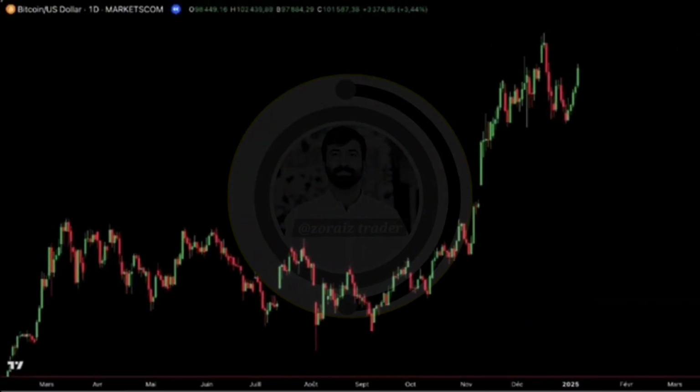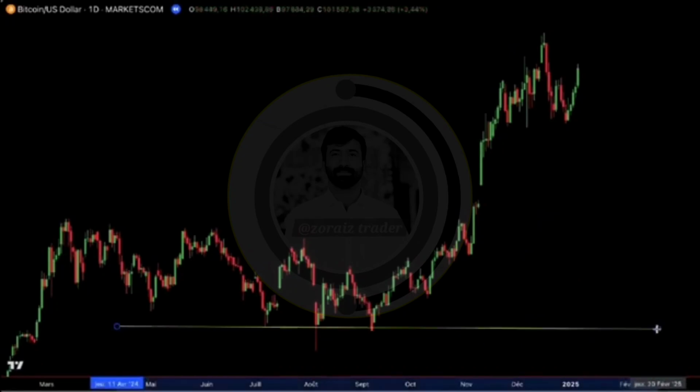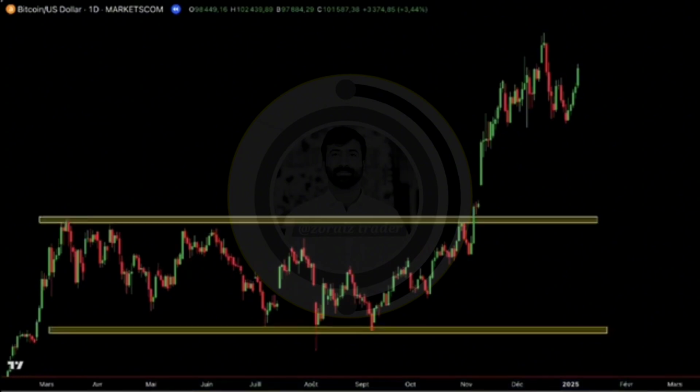Alright, now let me show you how we can analyze the market using the concepts we've learned. Take a look at this Bitcoin daily chart. By drawing a support level here and a resistance level here, we can see that the market was ranging for a long time. When price moves sideways like this, it means buyers and sellers are in balance, and the market is in indecision. No one knows what's going to happen next.